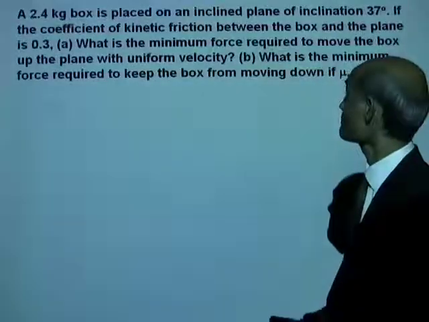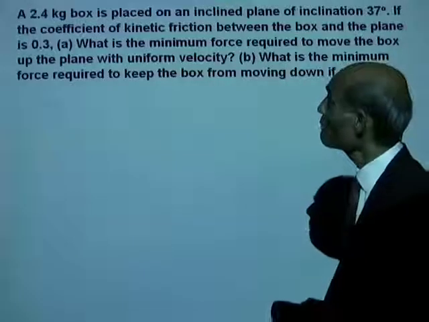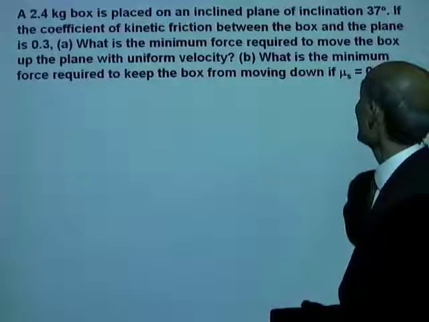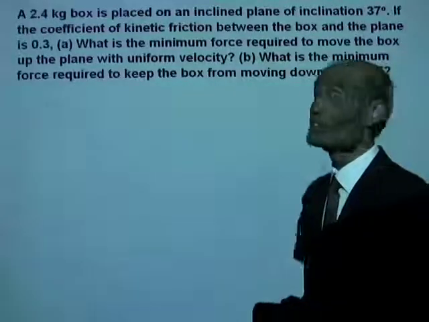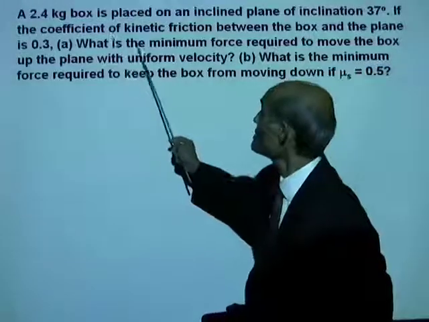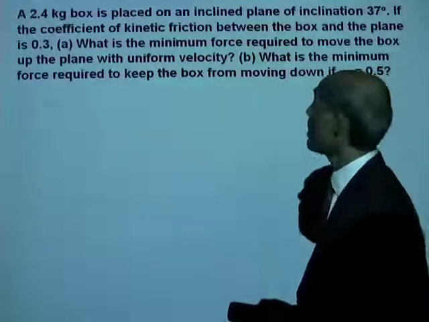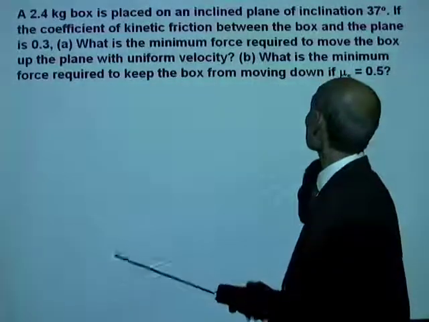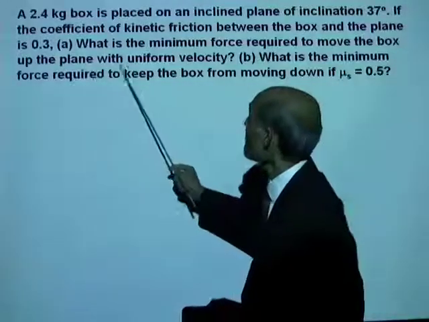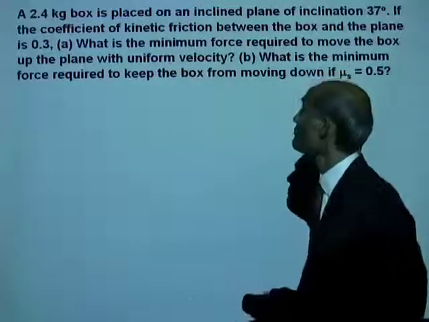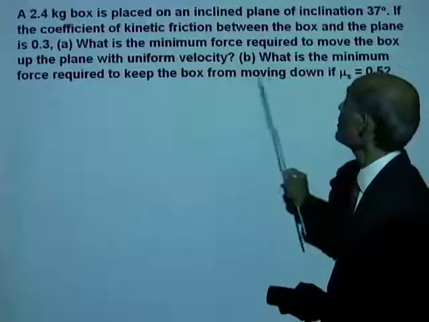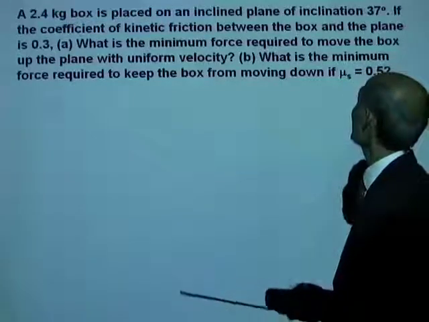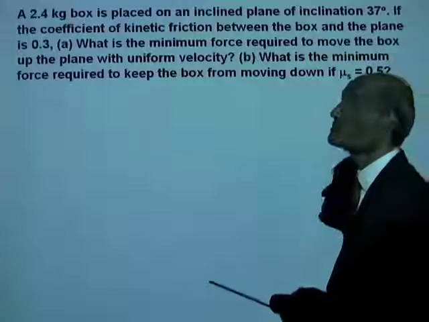Okay, another problem. A 2.4 kilogram box is placed on an inclined plane of inclination 37 degrees. If the coefficient of kinetic friction between the box and the plane is 0.3, what is the minimum force required to move the box up the plane with a uniform velocity? And what is the minimum force required to keep the box from moving down if mu s equal to 0.5?